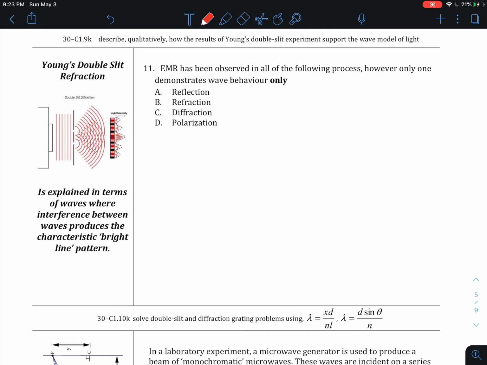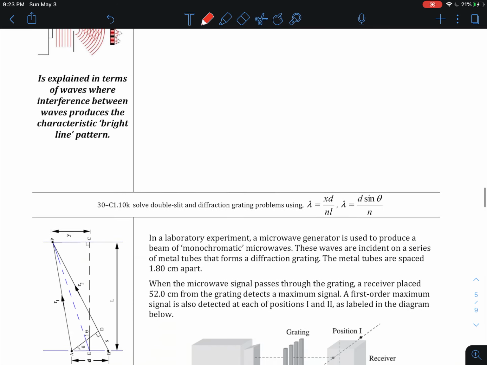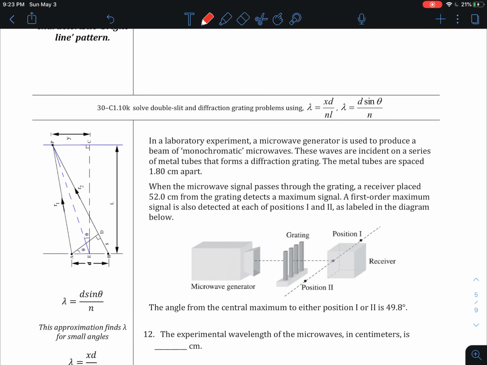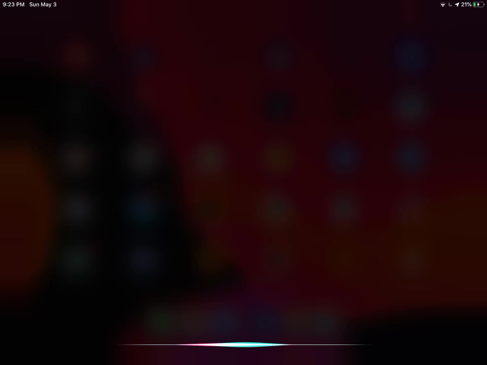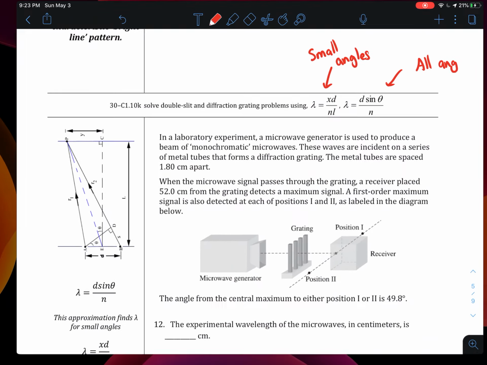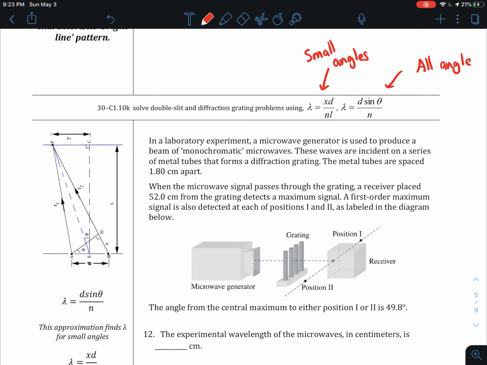Understanding the idea of Young's double slit, that when light comes through two openings, it will diffract and also have interference through them. And we're using these two equations to solve this. Quick reminder that this one here is for small angles. And this one here is for all angles. And when we say small angles, we said about 10 degrees or smaller.